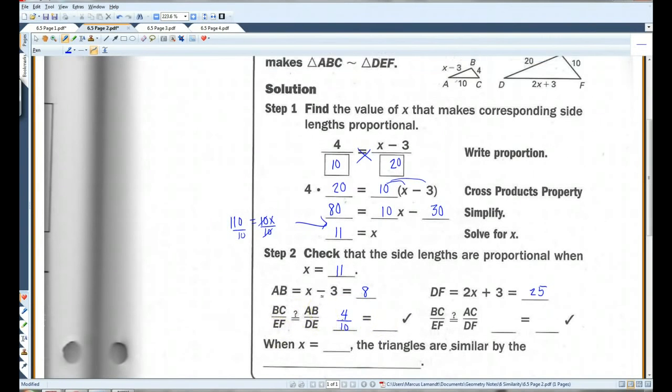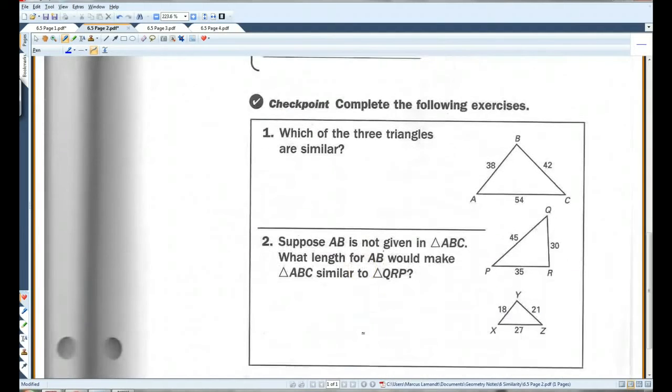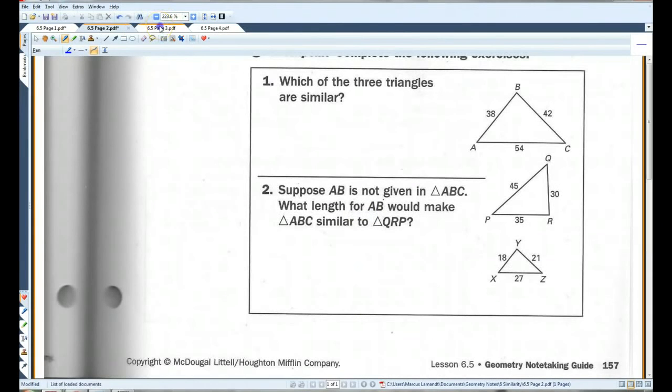BC over EF is 4 over 10. AB and DE, 8 over 20. These are in fact equal. BC over EF, once again, 4 over 10. AC over DF, 10 over 25. And these are also equal. So, when x equals 11, the triangles are similar by the SSS similarity theorem. Alright, I will let you guys do the checkpoint. Let's go on to page 3.